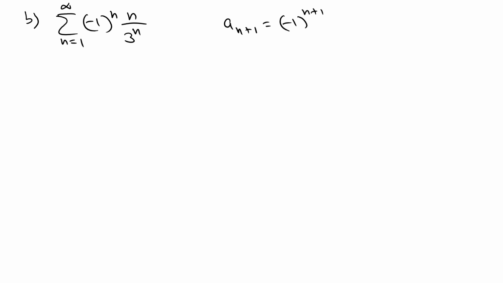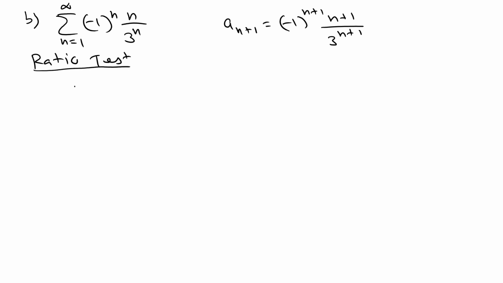So that's easy. We have the sum, n going from 1 to infinity, of (-1)^n n over 3^n. The 3^n tells you that it's a ratio test. So we normally need the next term, so we plug in n plus 1. So this is n plus 1 over 3^(n+1). So let's go with the ratio test.